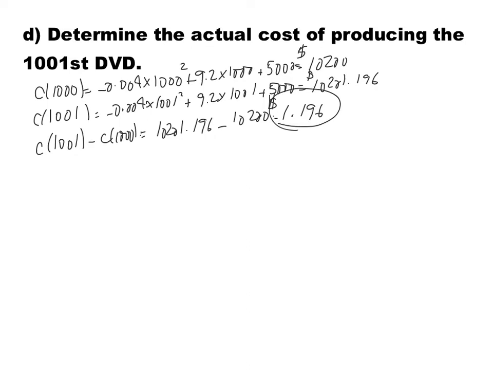Now, if you look at this cost for the 1001st DVD and the marginal cost, if you remember, was $1.20. And this one, if you round it to two decimals, we get $1.20 here too. This tells us that when we are dealing with a large number of items, here x is in the 1000s, then the marginal cost and the cost to produce the next item are going to be almost the same value.